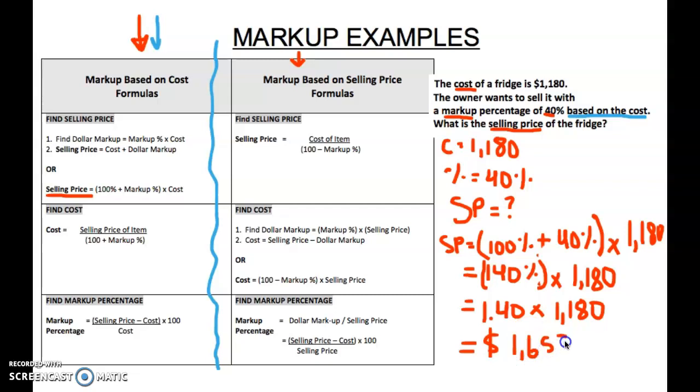$1,652 and no cents. So that's what the store owner would need to sell his refrigerator for if he wants a markup percentage of 40% based on $1,180, which is the initial cost.